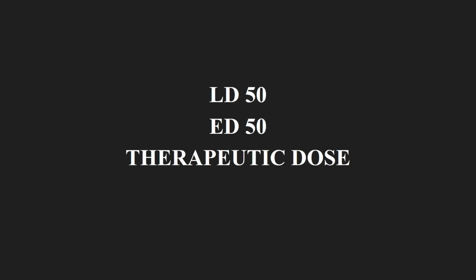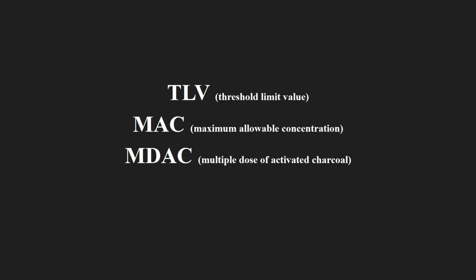Define L1, define 337L2, define 337G, 337J, 337H, what is 337C, and finally, what legal section is covered by section 335. What is LD50, what is ED50, and how do you calculate the therapeutic dose? Define TLV, the threshold limit value. What is MAC, maximum allowable concentration? And what is AMDAC, multiple doses of activated charcoal?